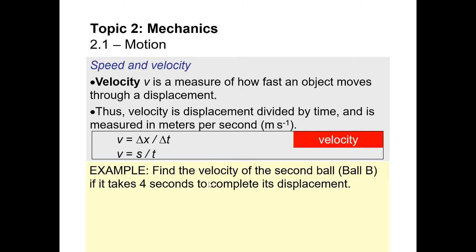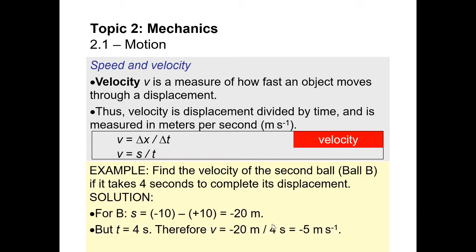Let's try this question. Find the velocity of the second ball, ball B, if it takes 4 seconds to complete its displacement. If you need to, you can flip back to that slide, but the displacement for ball B was minus 20 meters. So in 4 seconds, the numerator would be minus 20 meters and the denominator would be 4 seconds. Negative 20 divided by 4 is negative 5, so we end up with negative 5 meters per second. Well, this is the other thing.